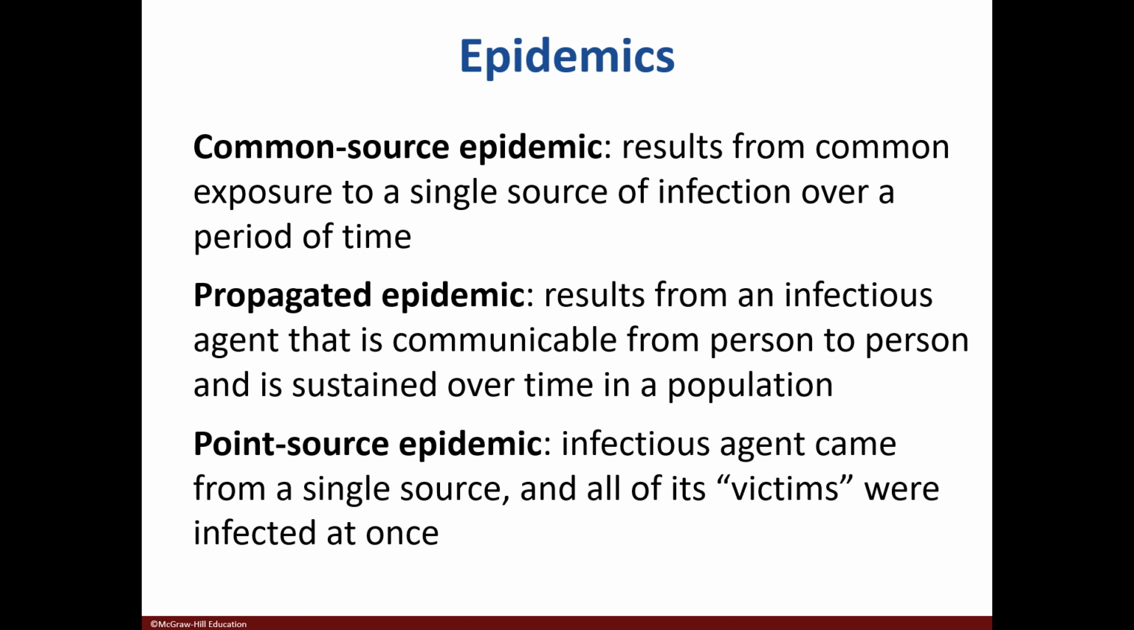A common source epidemic arises from exposure to a single source of infection, such as meat from a particular plant. A propagated epidemic may remain in a population because it can be transmitted from person to person. A point source epidemic came from a single source and all victims got infected at the same time. An example of this is a contaminated bowl of potato salad at a family barbecue.